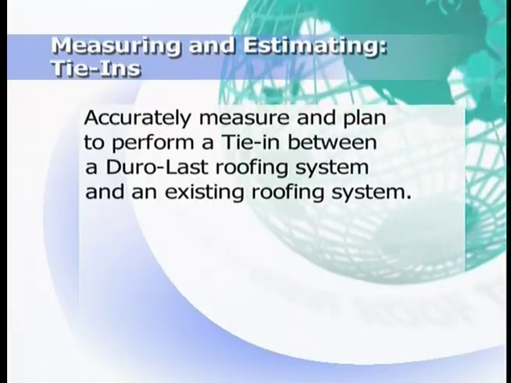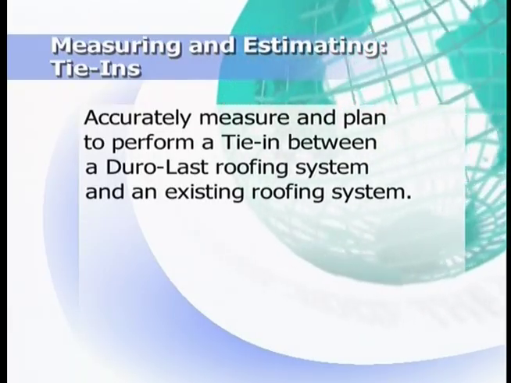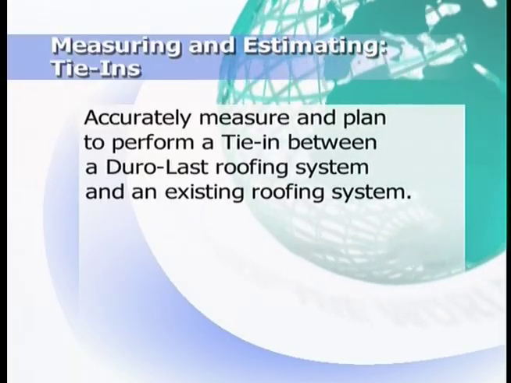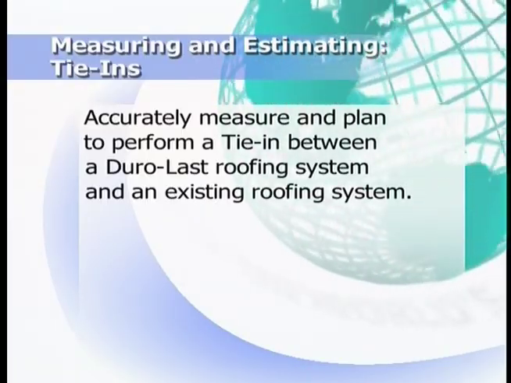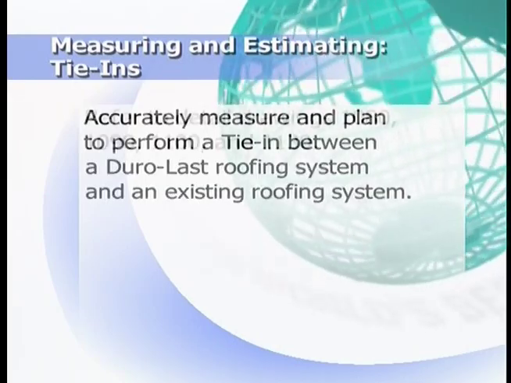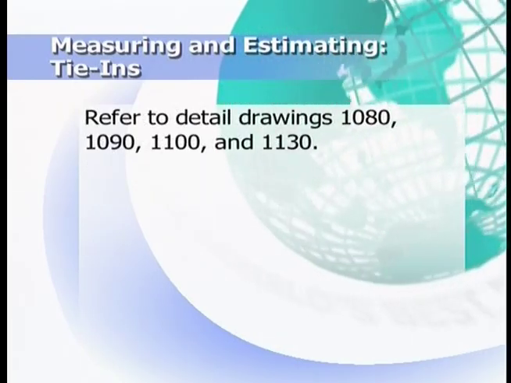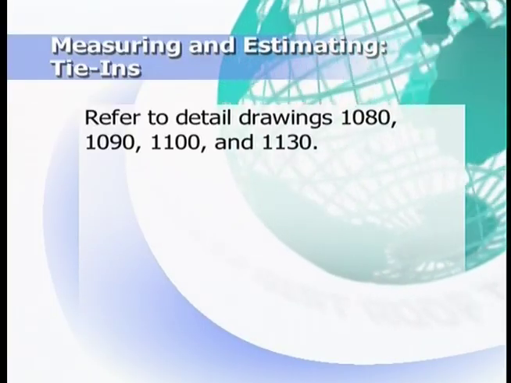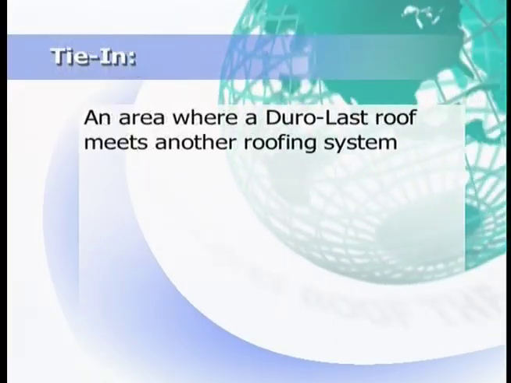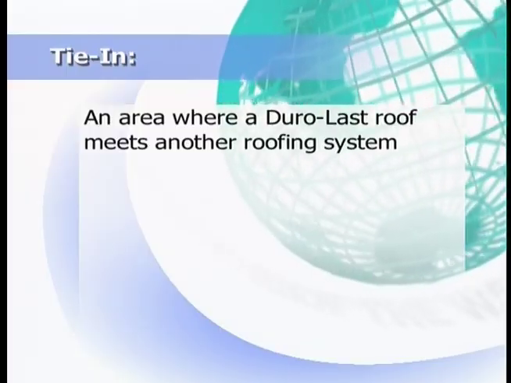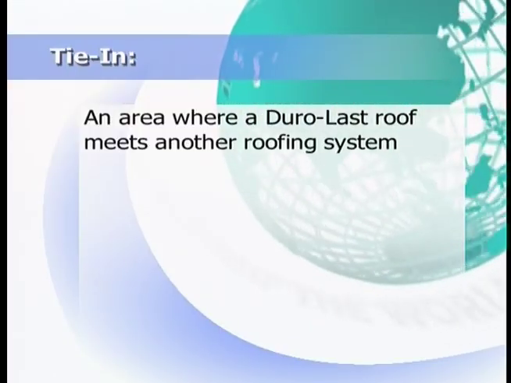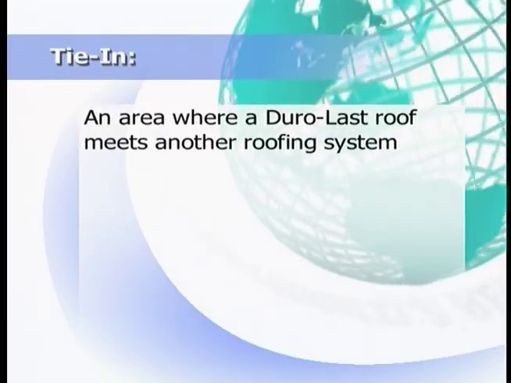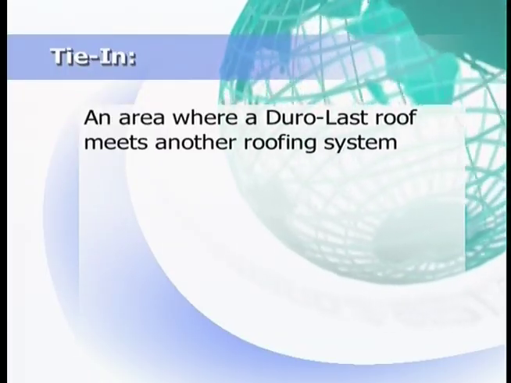The purpose of this short video clip is to give you the general knowledge you need to accurately measure and plan for performing a tie-in between a Duro-Last roofing system and an existing roofing system. For this procedure, refer to Duro-Last detail drawings 1080, 1090, 1100, and 1130. A tie-in is a situation that occurs where a Duro-Last roof meets another roofing system. To view instructional videos on different kinds of roof methods, choose the videos from the tie-in clip menu on this DVD.